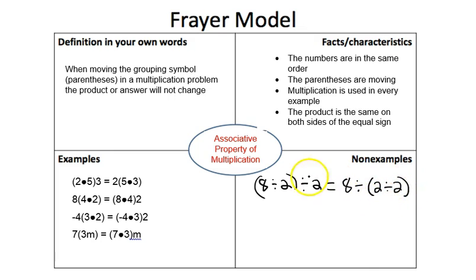What's moving are the grouping symbols, the parentheses. And in math, order of operations, we always do our grouping symbols first. So 8 divided by 2 is 4, divided by 2 is 2. But on this side of the equal sign, we have to do the grouping symbols first. 2 divided by 2 is 1, and 8 divided by 1 is 8. 2 does not equal 8. So that would be a non-example.